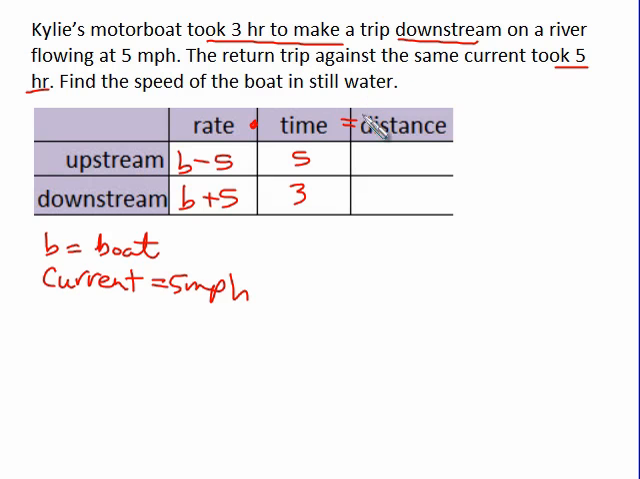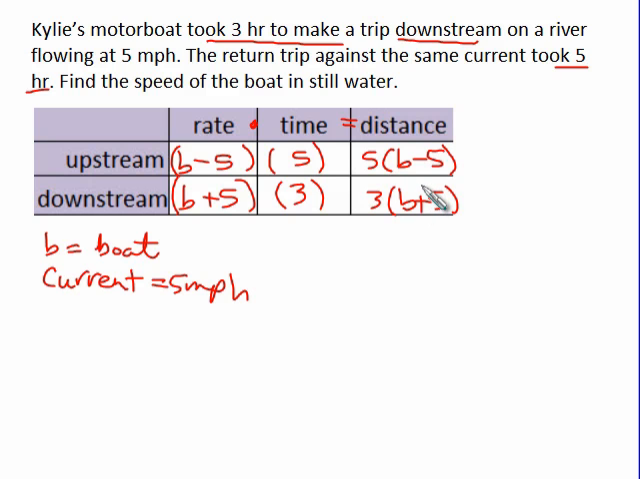Well, I've read all of the words, and this column here is blank. That means that the only way to fill it in is to use the formula. The formula tells me that rate times time is equal to distance. I'll go ahead and write the 5 first. So 5 times B minus 5 must be the distance upstream. And same thing with our second row. If I'm going downstream, then I'm going to put the 3 first. 3 times B plus 5 must be the distance.